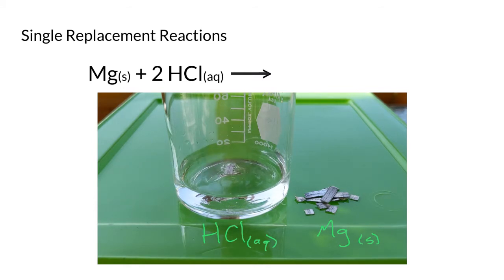When I add the metal to the acid, you can start to see it bubbling. So what's happening while the magnesium is bubbling? The magnesium and hydrogen are switching places. The magnesium is replacing the hydrogen, thus single replacement.